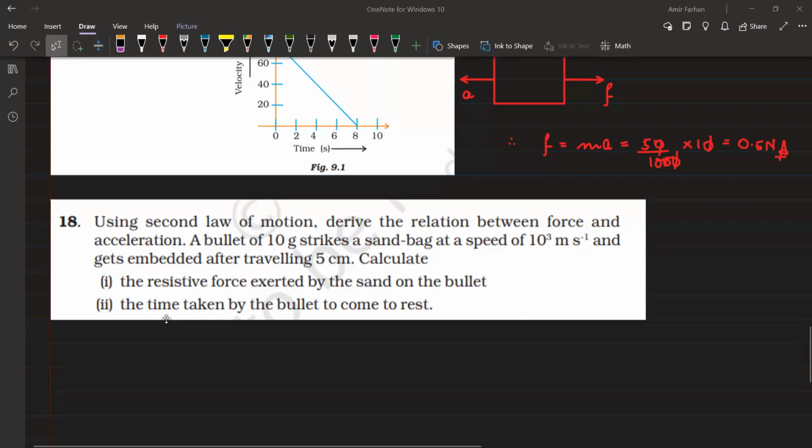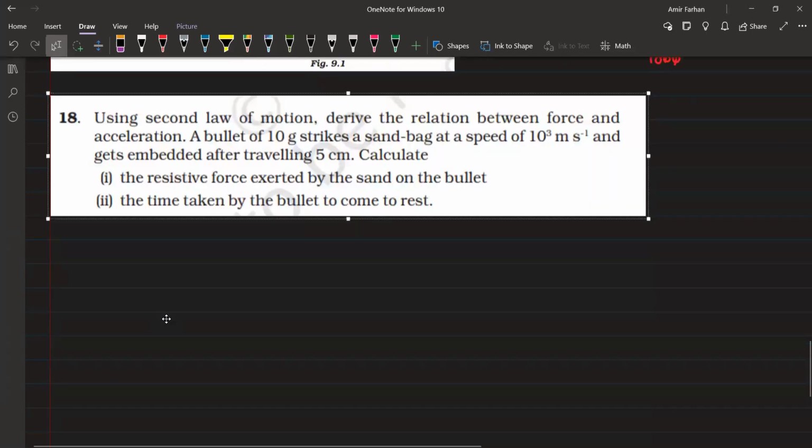Yes, Nabila and Rumesa, any answer? Nabila, Rumesa? I got acceleration minus 10 raised to the power 6 by 0.1. So minus 0.1 into 10 to the power 6. Okay, ultimately it becomes 10 to the power minus 7, negative of this. This is Nabila's answer, right? Yes, sir. Okay. What about you, Rumaisa?